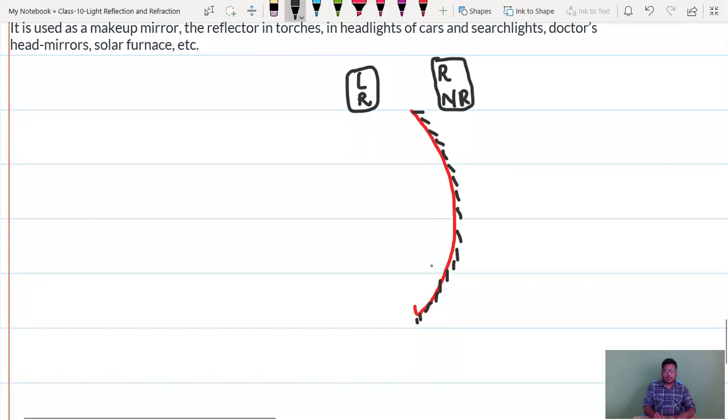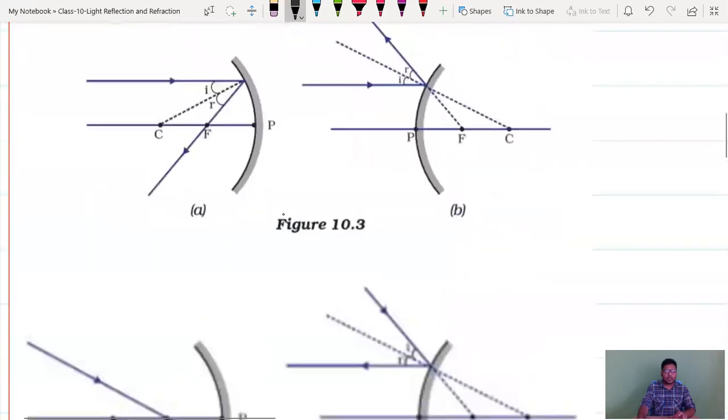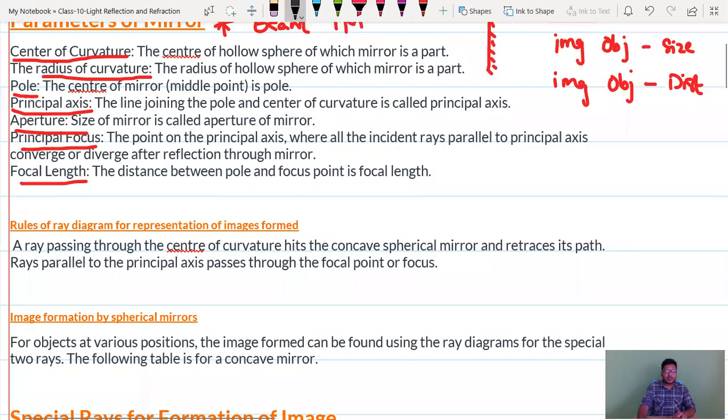After drawing the concave mirror, you have to mark one center point. This center point is represented with the letter P. P stands for pole. Now, if they ask you what is meant by pole, what can you say? The center of the mirror, the middle point, is the pole. If they ask you to define the pole of a mirror, whether it is a concave mirror or convex mirror, the pole will be the same. The center of the mirror or middle point of the mirror is called the pole.